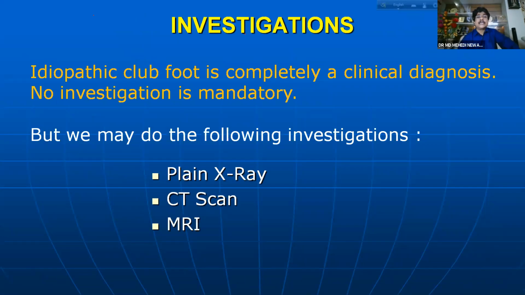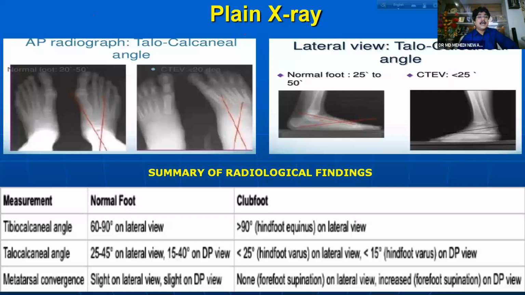Investigations. Idiopathic clubfoot is completely a clinical diagnosis. No investigation is mandatory, but we may do the following investigations: plain X-ray, CT scan, or MRI. Plain X-ray we can do to differentiate the clubfoot from other deformities like skew foot, metatarsus adductus, and so on. And this is the talocalcaneal angle. Normally, AP view or dorso-plantar view is 25 to 40 degrees, and lateral view it is 25 to 50 degrees. But in case of clubfoot, it is decreased and it is below 25 degrees.